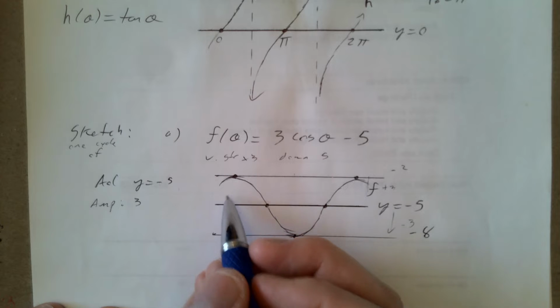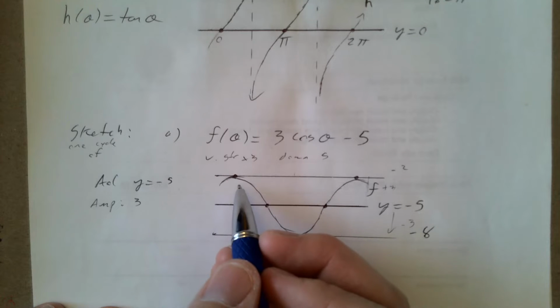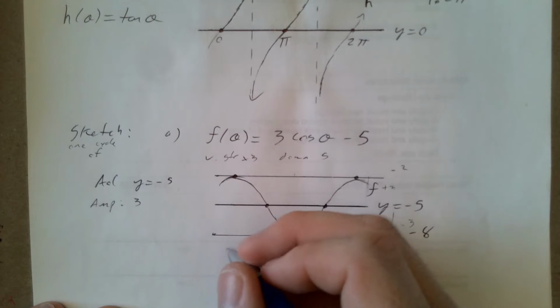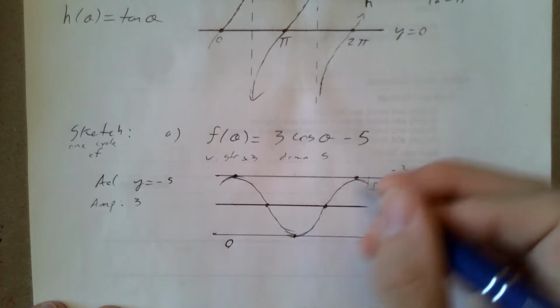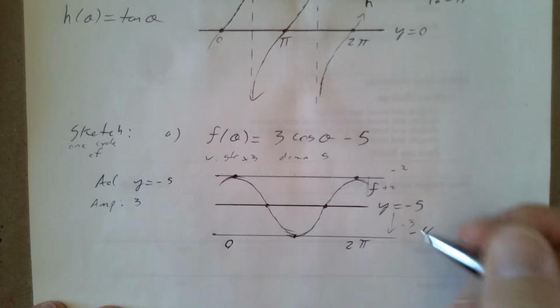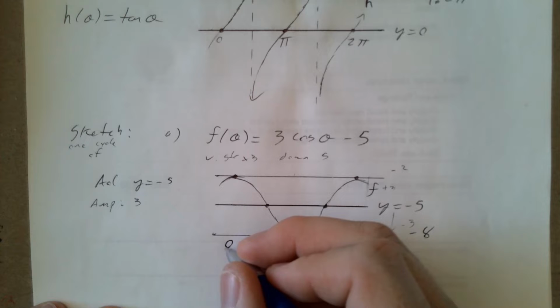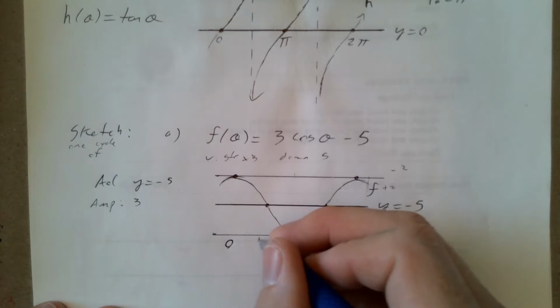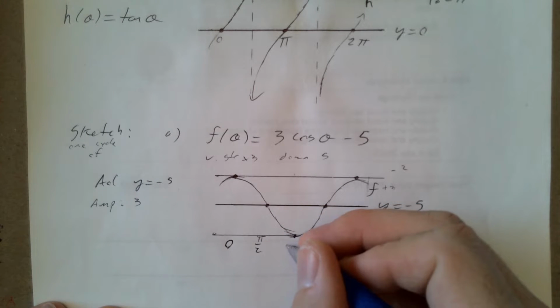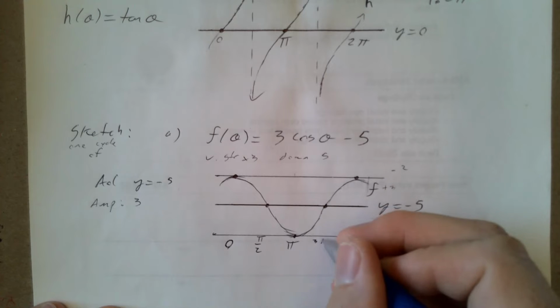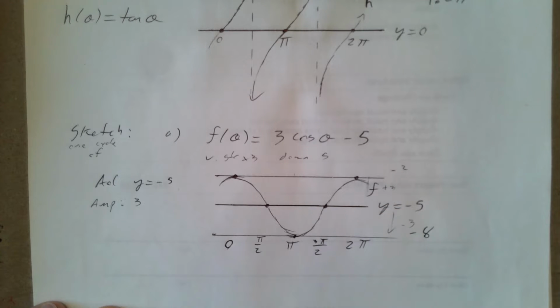You could imagine that this is the image of the point 0, 0. So it hasn't been shifted left or right. That's still 0. This still occurs at 2 pi. My quarter period is still pi by 2. So I'm counting up by pi by 2: 0, pi by 2, 2 pi by 2, 3 pi by 2, and 4 pi by 2, like that.